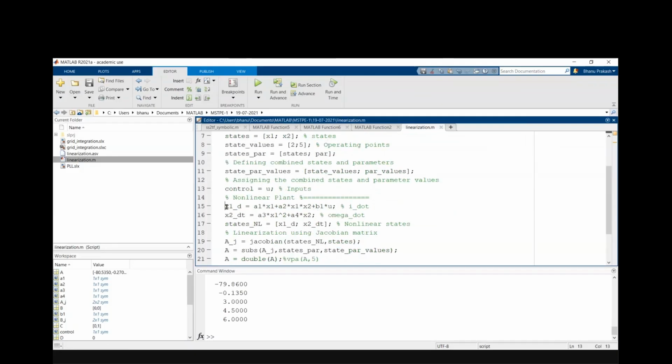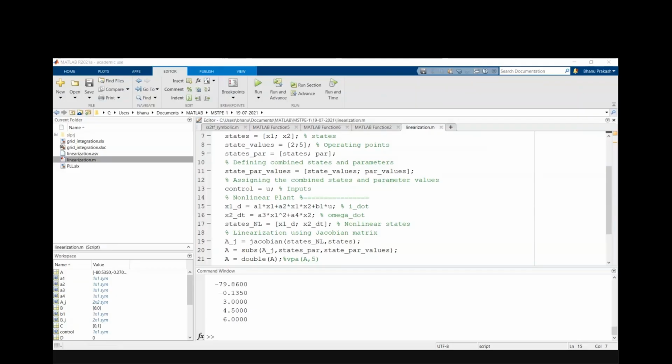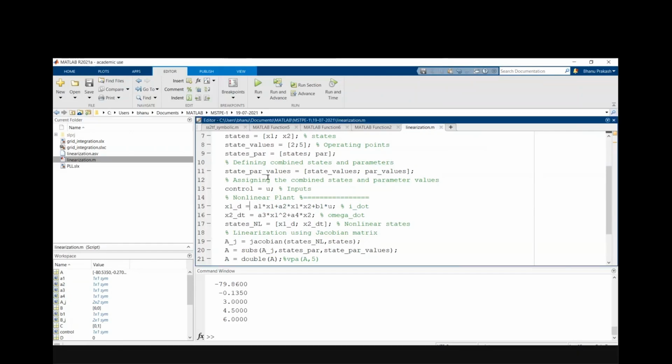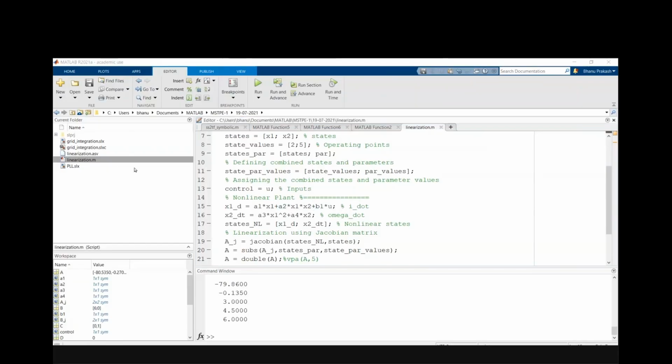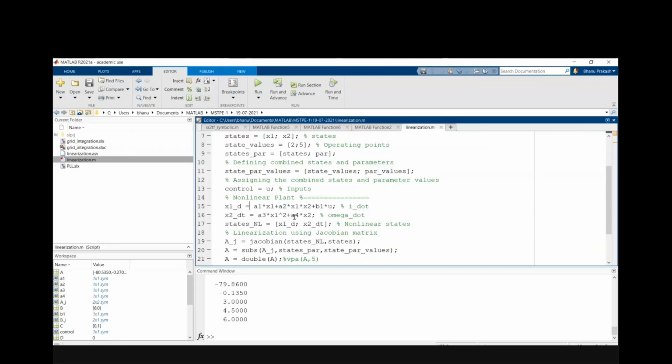Now, this is my derivative term x1 dot is equal to a1 x1 plus a2 x1 x2 plus b1 u. This is the actual input function I gave now. A1 x1 plus a2 x1 x2 plus b1 u. What about my x2? It is k3 x1 square plus k4 x2, that is a3 x1 square plus a4 x2. This is my x2 dot.